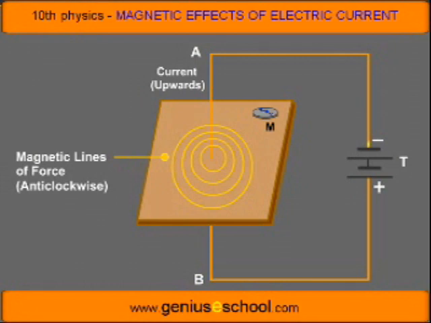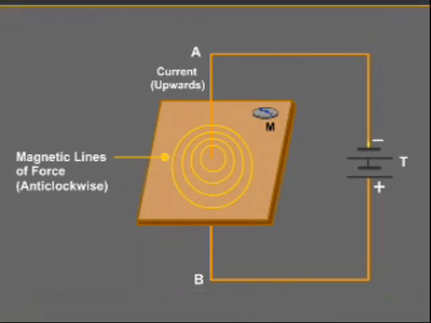The iron filings get magnetized. A small plotting compass M placed on the cardboard indicates the direction of the magnetic field. When current in the wire flows in the upward direction, then the lines of the magnetic field are in the anti-clockwise direction. If the direction of current in the wire is reversed, the direction of the magnetic field lines also gets reversed.